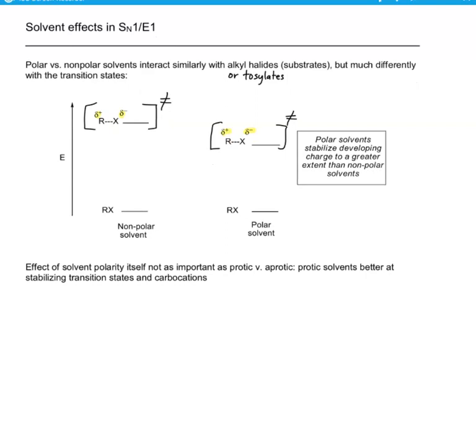In terms of polar solvents, though, the important distinction, as we've seen before, is the polar solvent protic or aprotic? And as it turns out, polar protic solvents do a much better job at stabilizing transition states leading to carbocations, as well as the carbocations themselves. What this means is that SN1 and E1 reactions are going to go fastest in polar protic solvents. So polar protic solvents better stabilize the transition states leading to carbocations.